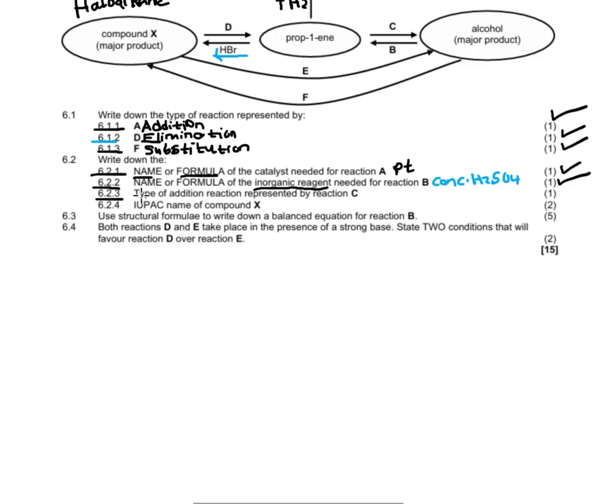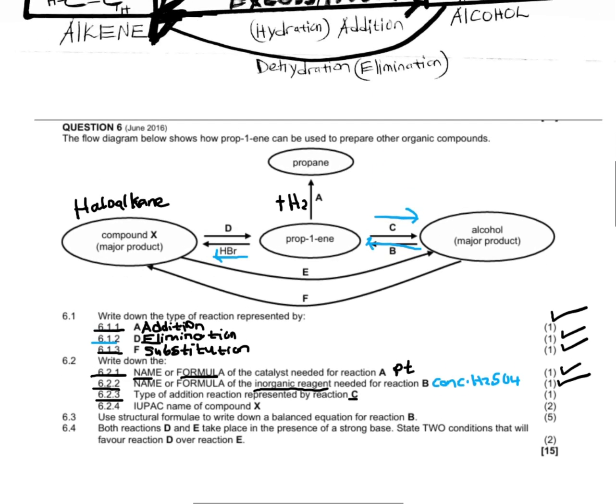6.2.3, guys. The type of addition reaction represented by C. Now we are looking at C. C is from an alkene to an alcohol. Can you see? We are going forward. But the reverse was the one where we added the sulfuric acid, which is the dehydration.